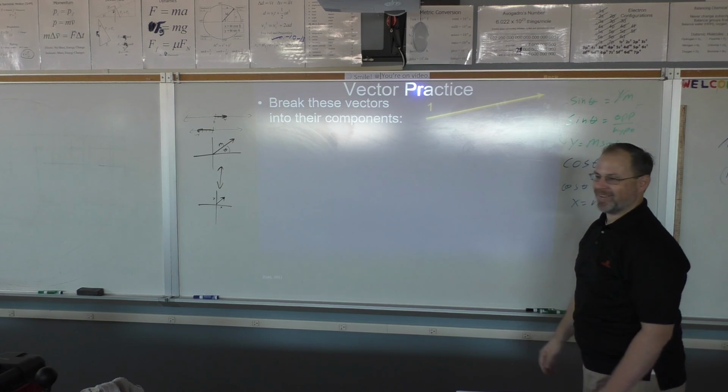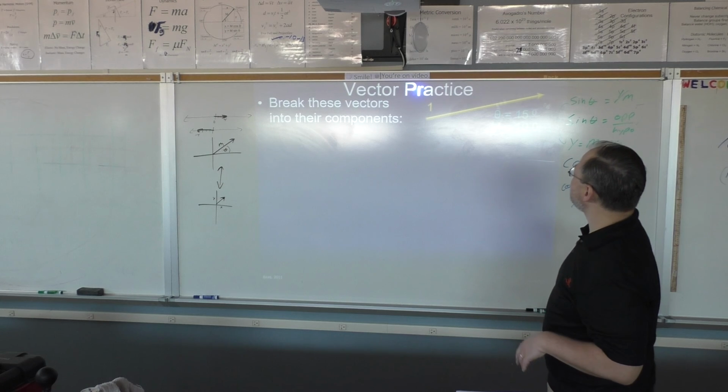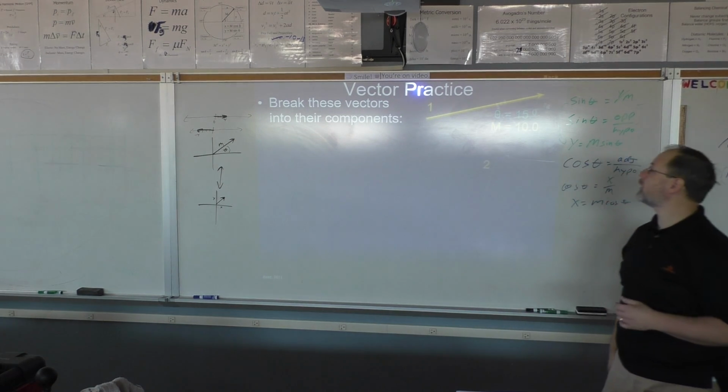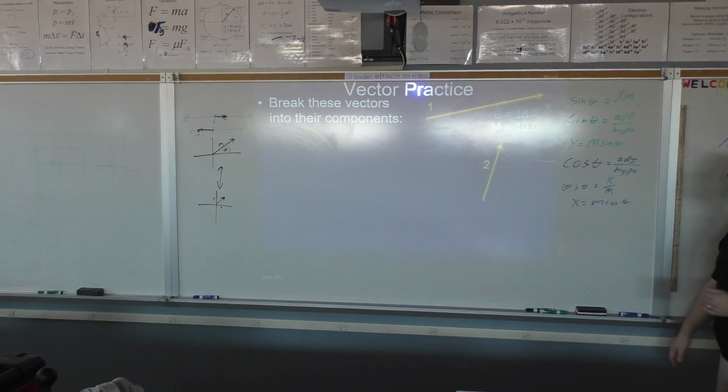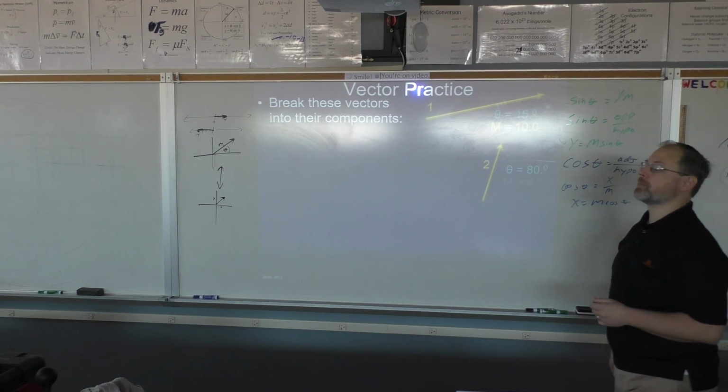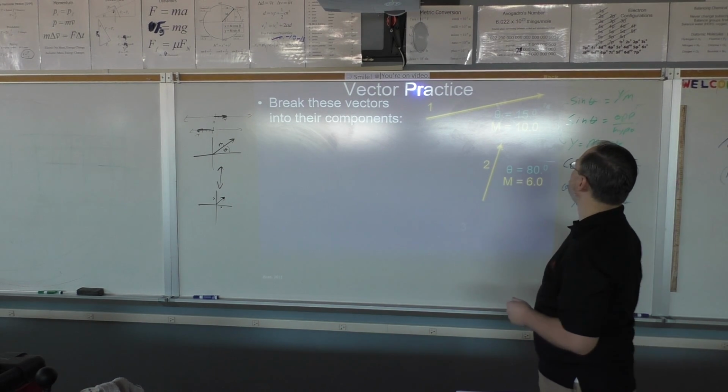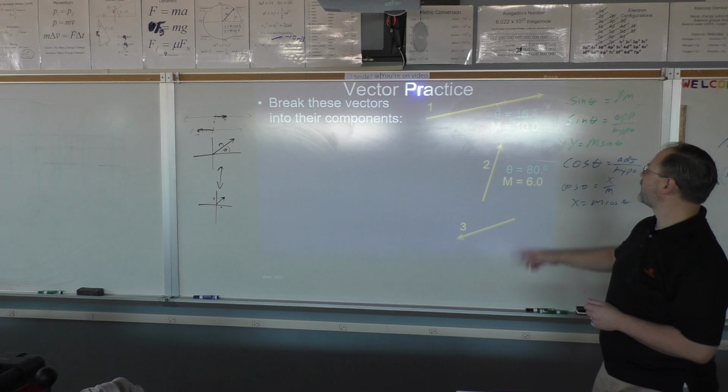Okay, so break these vectors into components. Vector one has a magnitude of 10 units and an angle of 15 degrees. Vector two has a magnitude of 6 units.